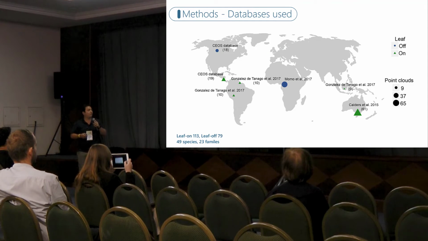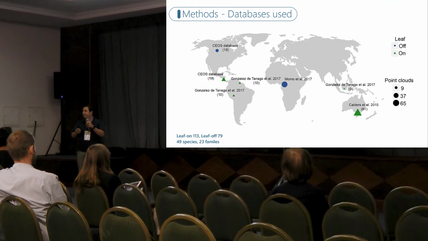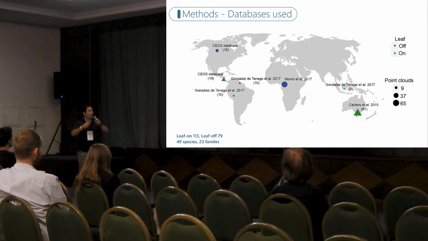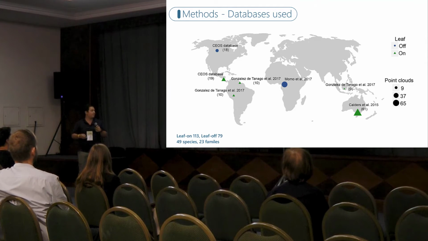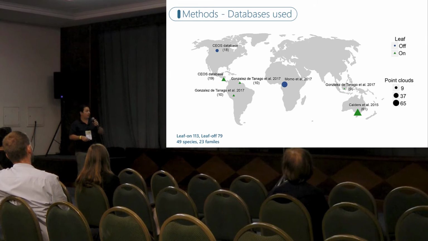For this, we use databases of tree point clouds distributed around the world. Before I continue, I need to say thank you to all the authors who share their data in open access repositories. This database consists of point clouds of trees with leaves and trees without leaves, for a total of 49 species and 23 families. On these point clouds, we derive metrics associated with tree height, and we also extract metrics associated with the fractal dimension.